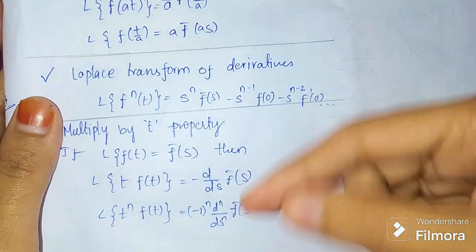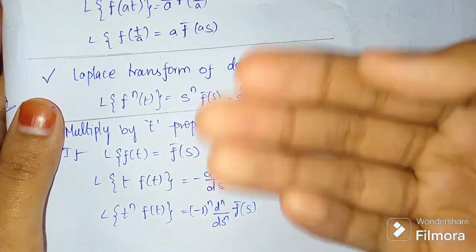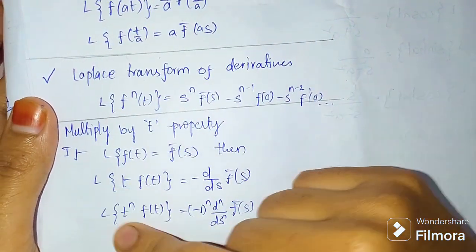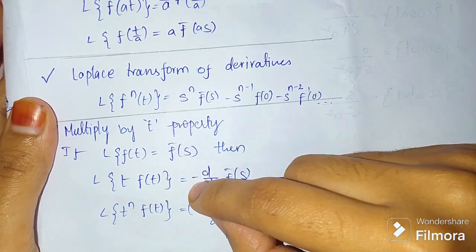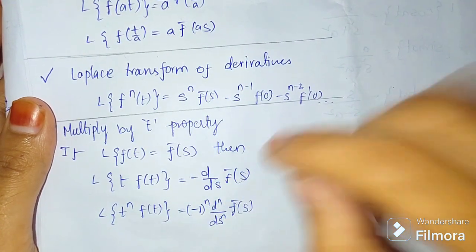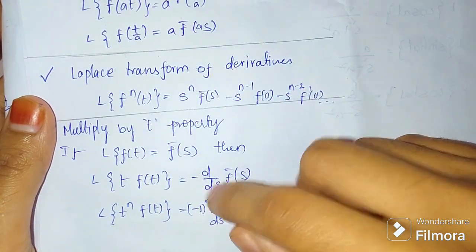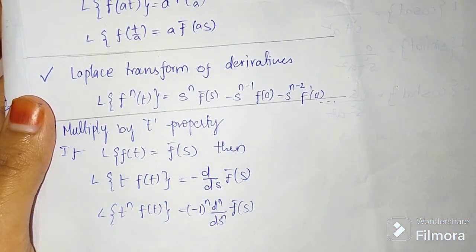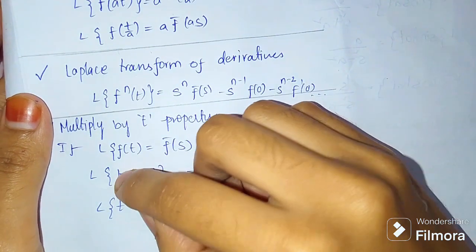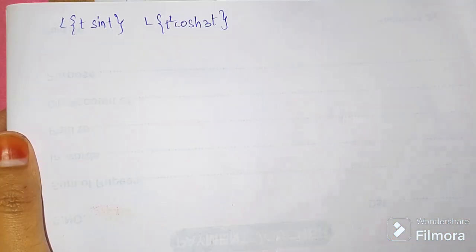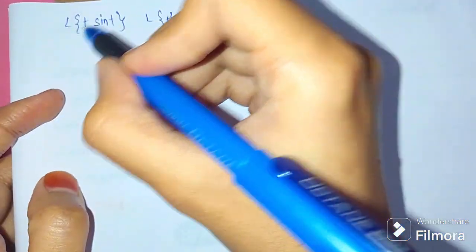For example, Laplace of t sine t. Here t is multiplying with a function, so we will use this property. What it states is, you just need to take the derivative of f bar of s, and also put a minus symbol if n is odd; if n is even, no need. So t square, t cube, it is applicable for all these. Let's see some questions. Here Laplace of t sine t. The moment you see t is multiplying, you should get in your mind it is multiply by t property.